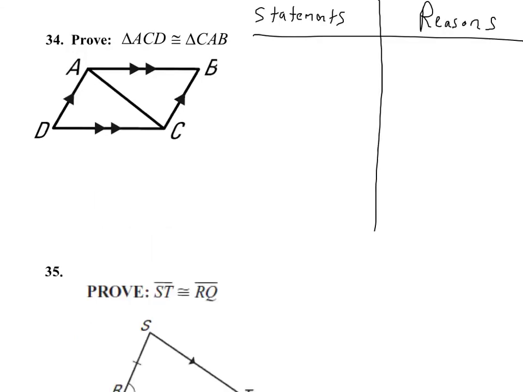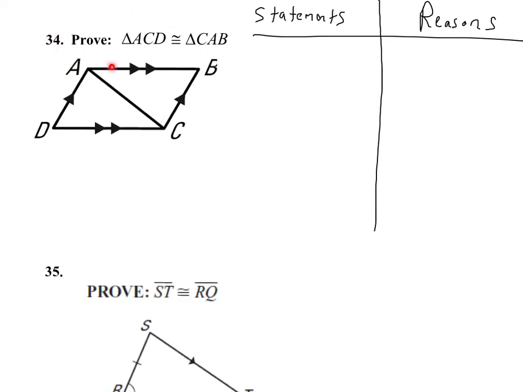Alright, last three problems here are proofs. Chapter 4 was big on proofs because one of the main parts of Chapter 4 was proving that two triangles are congruent to each other. And the best way to do that is to show in a proof. So in number 34, you can see that we have two triangles that are connected through AC. You can also see that we have some parallel lines going on.